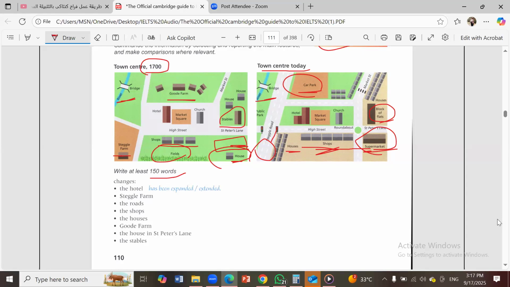Use passive sentences. You can say, for example, in fact, or it's clear that many things have changed, and many cities are starting to change.